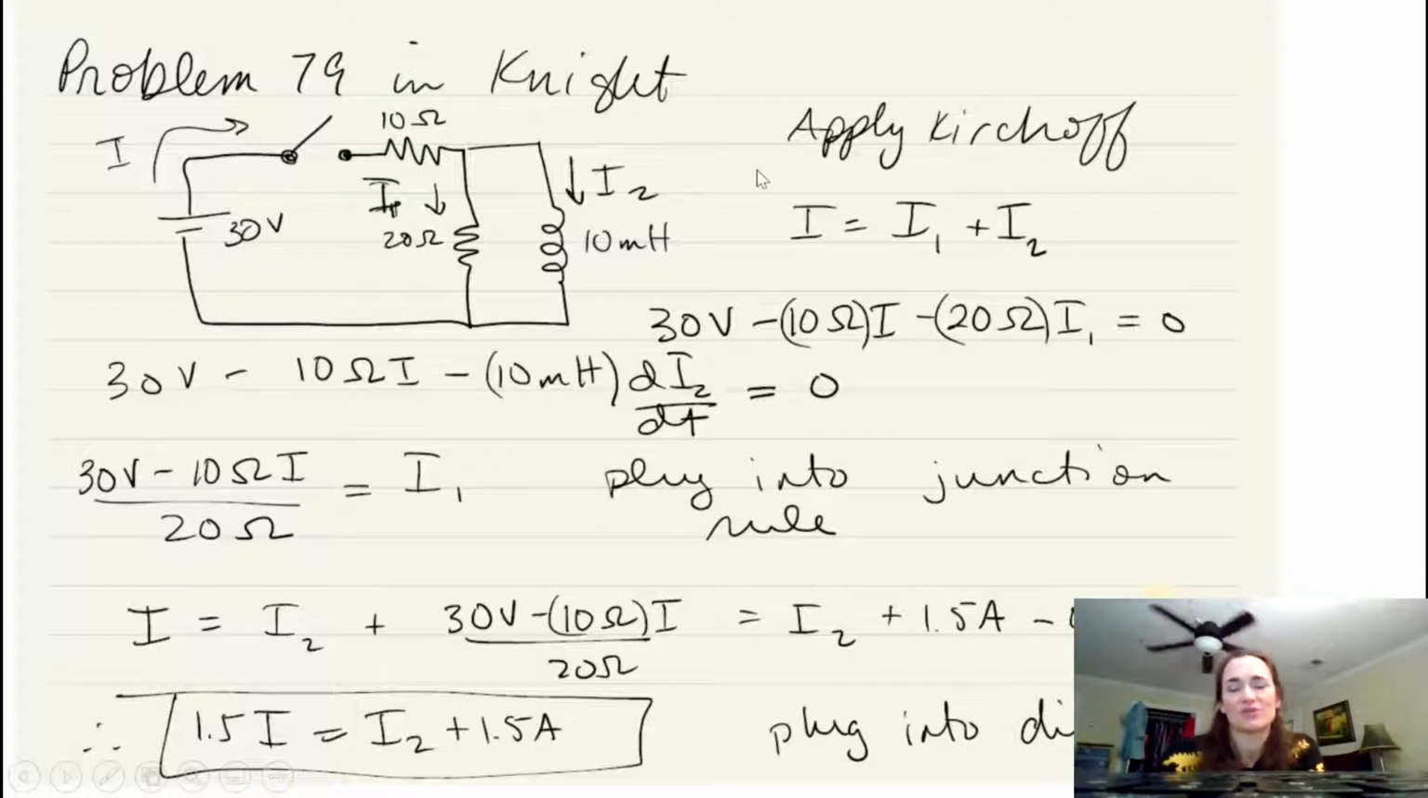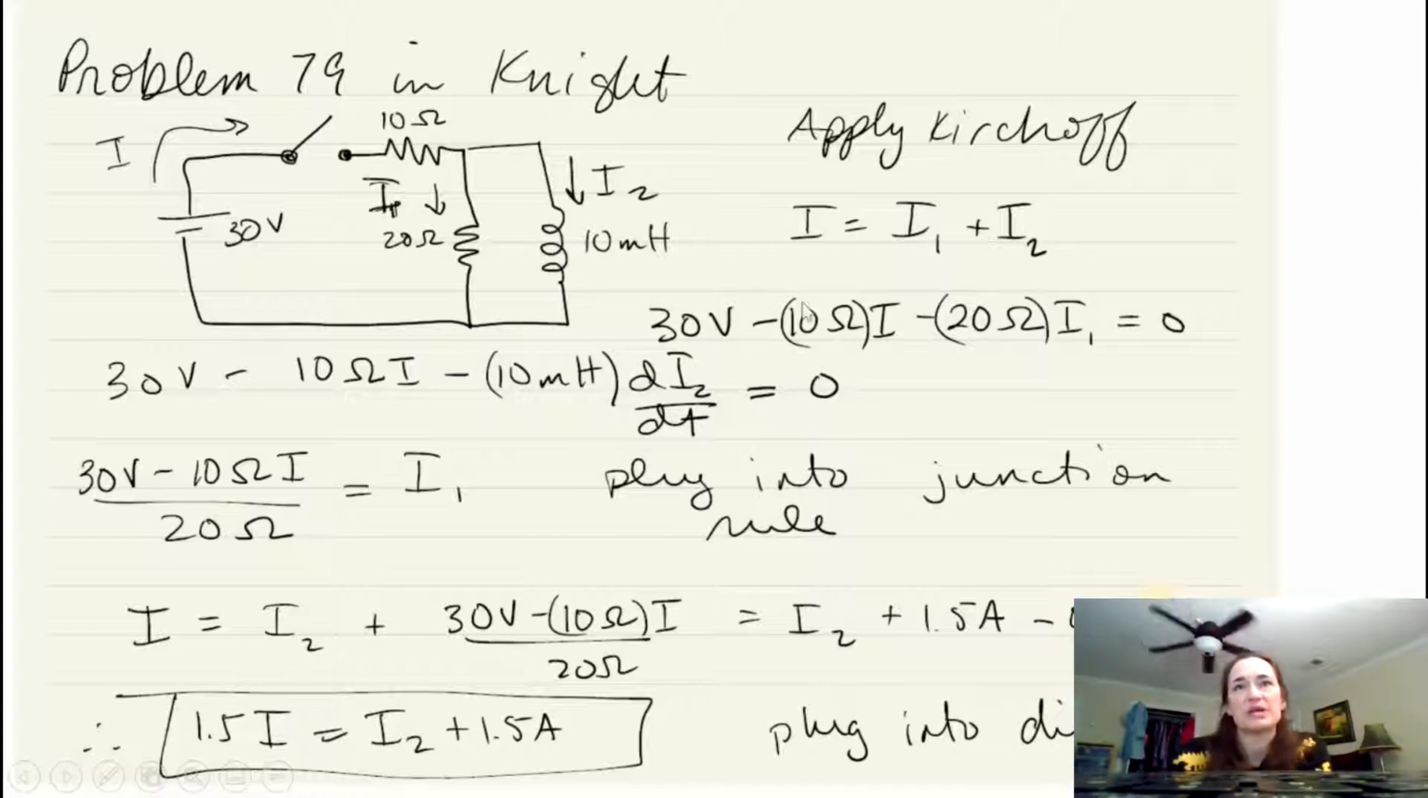Okay, step number 2. You're going to write down your loop rules and your junction rules for the circuit, the Kirchhoff's laws. So here we go. I like to do my junction rule first. The junction rule here is that the sum of the currents into the junction equals the sum of the currents out of the junction. So going into this junction here up top, I have current I, so that's on the left-hand side. And then on the right-hand side, I have I1 and I2 flowing out of the junction. So I have I is equal to I1 plus I2. And that's my junction rule. It would be a junction rule 2 for the bottom, but it's the same junction rule, so it doesn't matter.